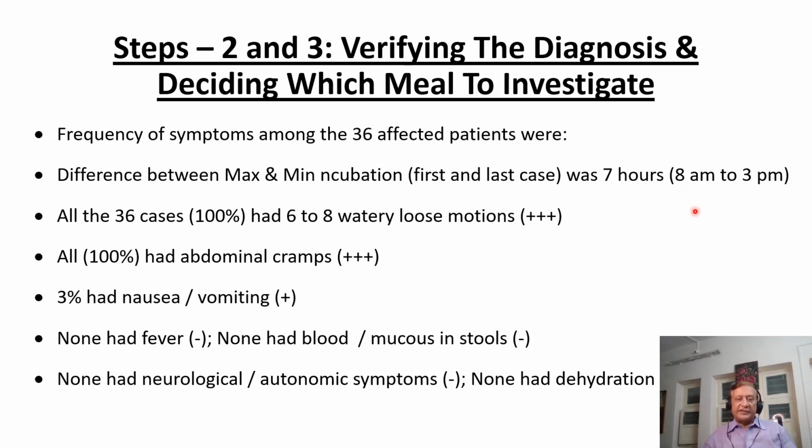All the 36 cases, that is 100% of them, had 6 to 8 watery loose motions, and hence we give them 3 plus. All 100% also had abdominal cramps, so again we give them 3 plus. Only 3% had nausea or vomiting, we give them 1 plus. None of them had fever, we give them a minus. Similarly, none of them had blood or mucus in the stools, so we give them a minus. And similarly, none of them had neurological symptoms or any autonomic symptoms, and none of them had any dehydration or any other complication.